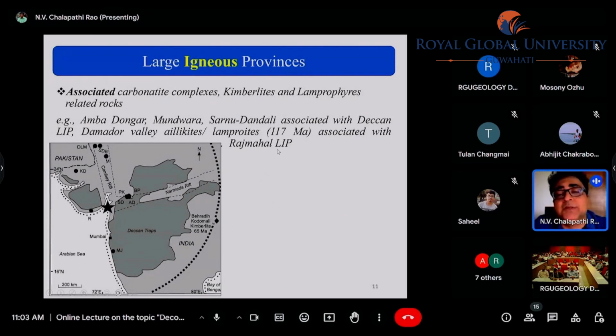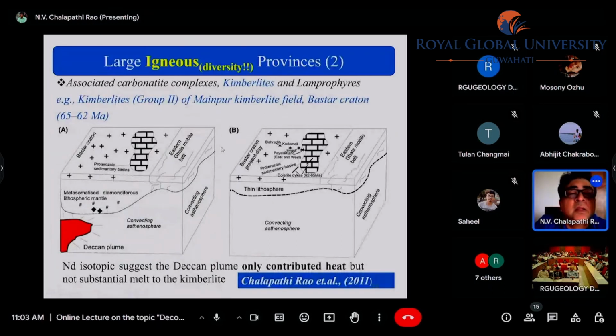Like in the Rajmahal Traps, which are in your backyard, you find Rajmahals, as you all know, are 117 million years old. You find a lot of lamprophyres associated with the Rajmahals. Of course, nobody has reported diamonds from them so far.